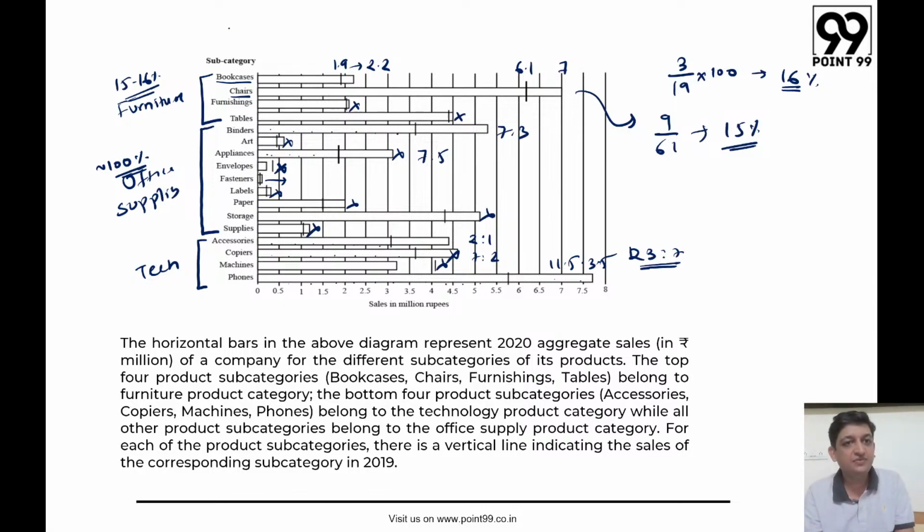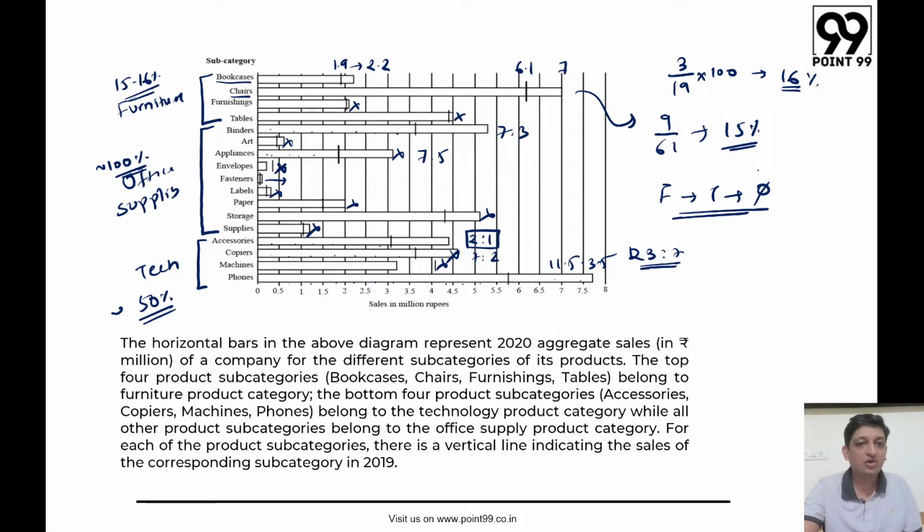Okay. So furniture is 15 to 16%, office supplies is 100%. Here if you look at it, this seems to be the best ratio. Growth of 1 on a base of 2, so 50% growth has happened. The other two are not 50%. So tech is at approximately 50%, is what we can say. So if we go lowest to highest, furniture will be the lowest, after that tech, after that office supplies. So FTO should be the lowest to highest.